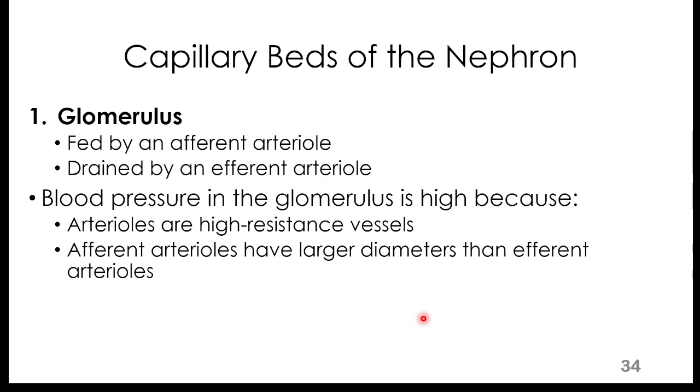Alright, so now let's talk about the two capillaries. Yes, the first is the glomerulus, which we've talked about earlier. So there is an afferent arteriole which feeds it, and it is drained by an efferent arteriole. And the blood pressure is high in the glomerulus because the arterioles are high resistance vessels, and afferent arterioles have a larger diameter than efferent arterioles. So it means that the diameter of the incoming arteriole is bigger than the diameter of the outgoing arteriole.